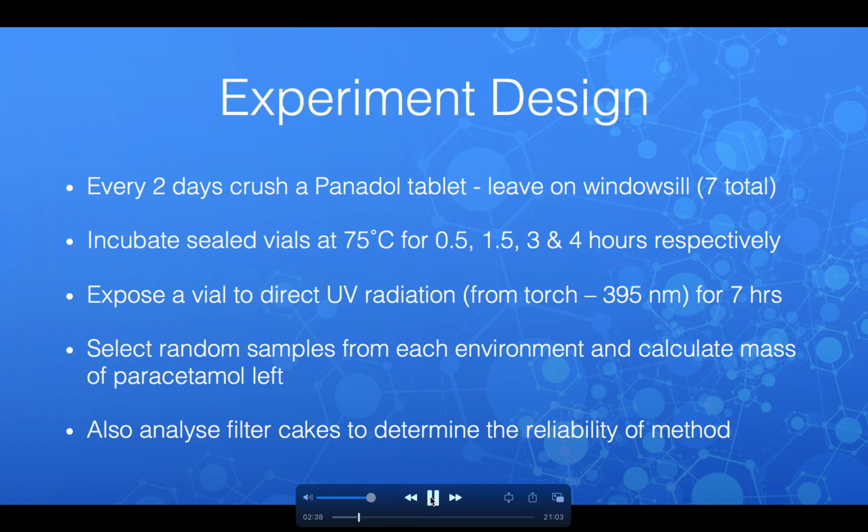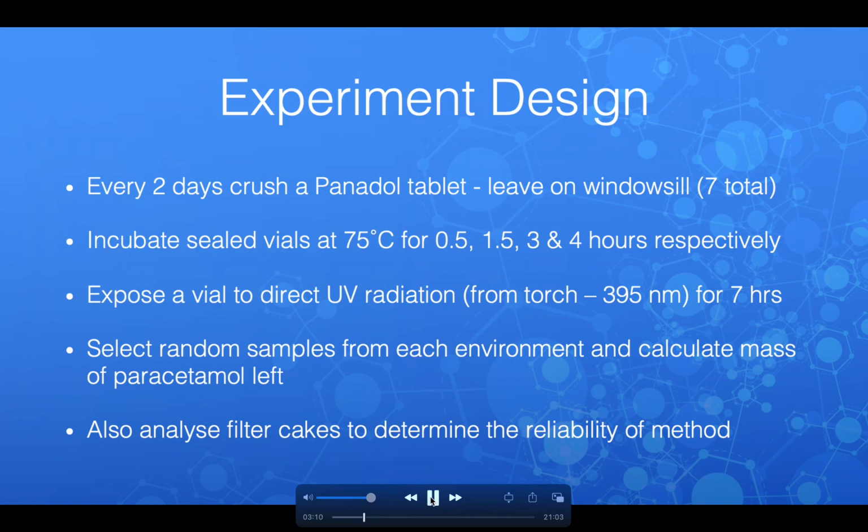As there aren't many public studies on the decomposition of paracetamol in non-lab conditions, I decided that it was more important to show if there was decomposition at all, rather than being true to the time period itself. This can always be done in a future study. I also put sealed vials in an incubator at school, set to a constant 75 degrees Celsius, and the final sample environment was directly under a UV torch with a wavelength of 395 nanometers for the time of 7 hours.